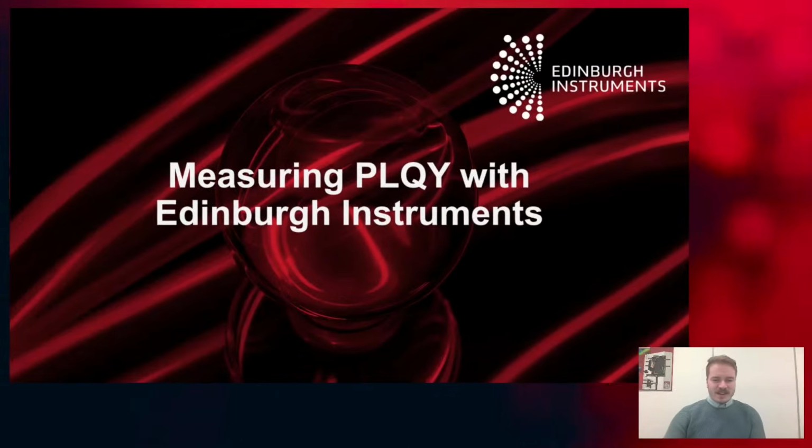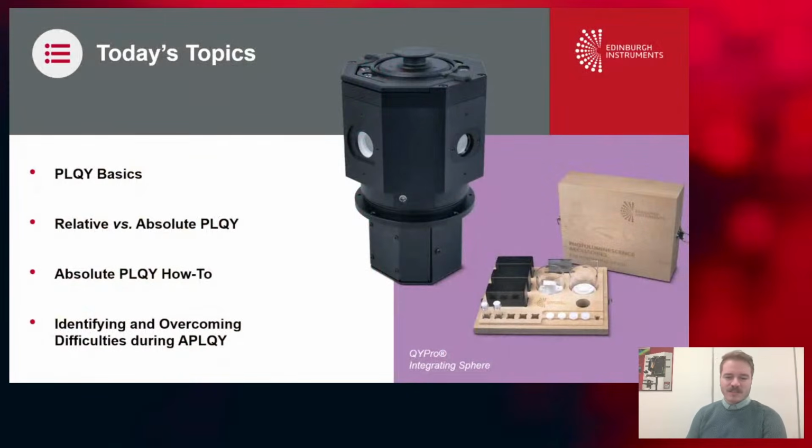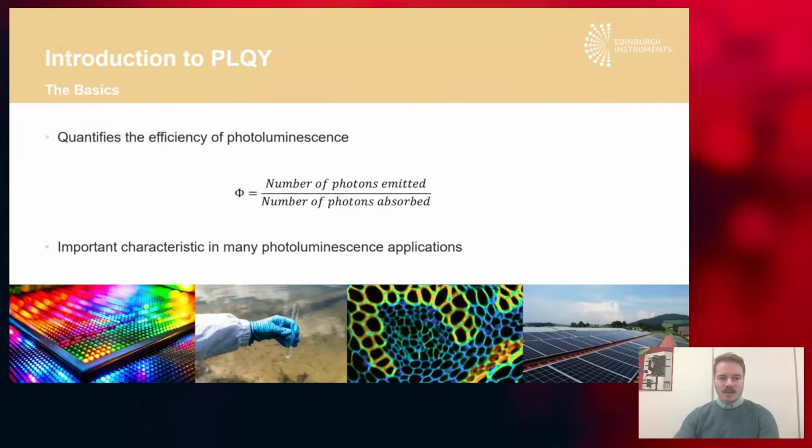Yep, good morning everyone. As Paula says, today Tommy and I are going to be teaching you a little bit about quantum yield and how we measure it at Edinburgh Instruments. The topics we're going to cover are the basics of photoluminescence quantum yield. We'll discuss a little on the difference between the relative and absolute methods, explain how to measure the absolute method with Edinburgh Instruments, and then how to identify and overcome some problems you might face if your samples are a little bit difficult. So firstly, what is quantum yield?